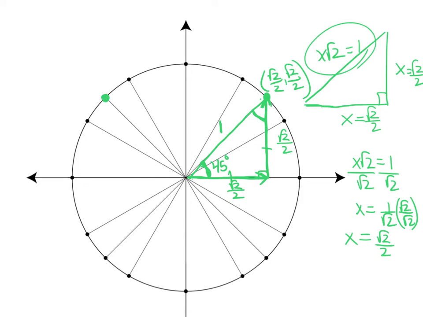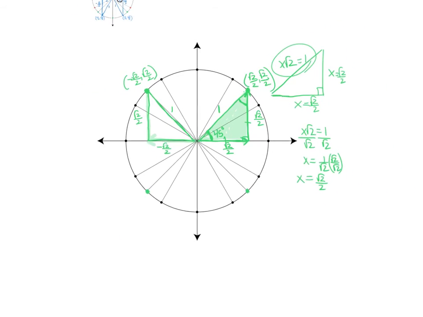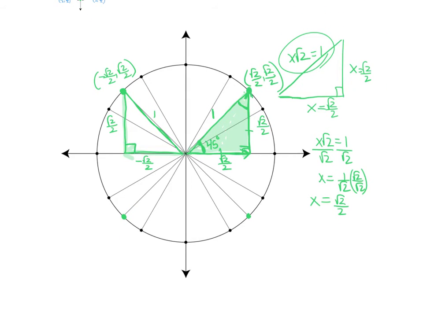What's awesome about our 45, 45, 90 points? They're the exact same values. The only thing that's going to change is the sign based on the direction of our triangle. Which quadrant is it in? So are we going right and up, meaning everything's positive? Or are we going left and up, meaning our left distance is negative, our up distance is still positive, hypotenuse still 1, our coordinate, negative root 2 over 2, positive root 2 over 2. Okay? Right angle, always on the x-axis.